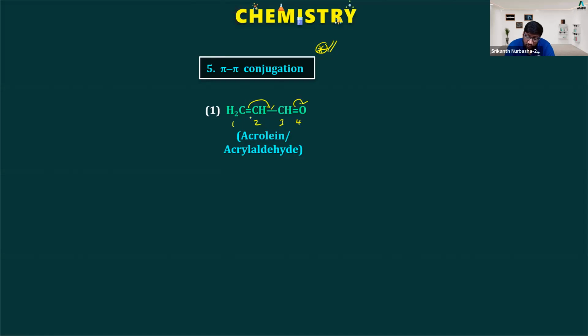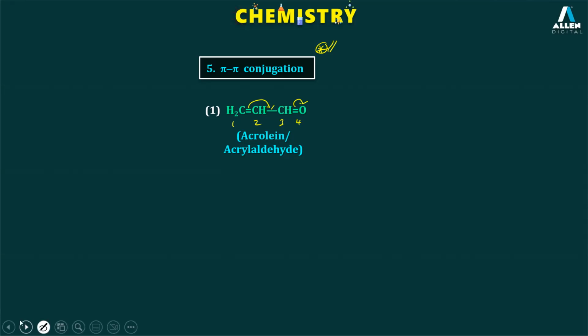You have to assign charges. First carbon will get what charge? Positive charge. Second and third? Neutral. Where is the double bond now? Between second and third. What about oxygen? Negative charge. Very good.